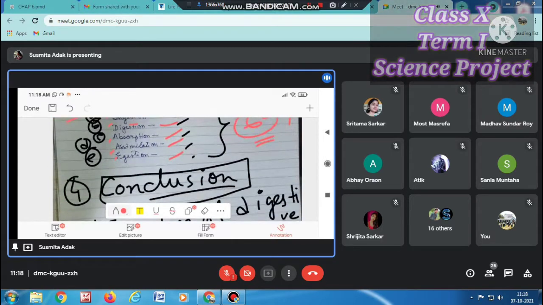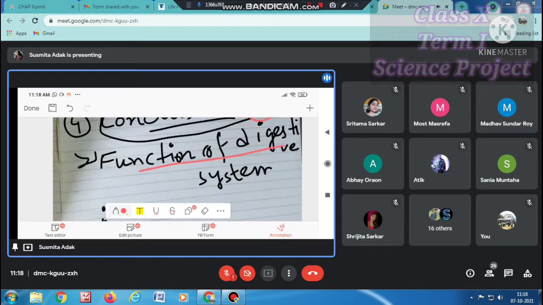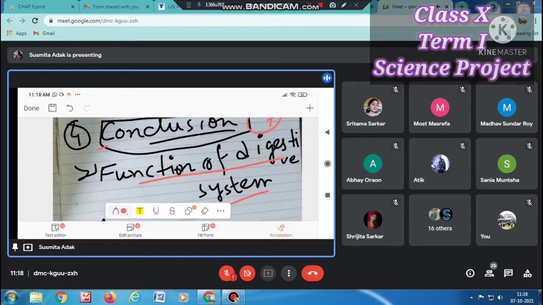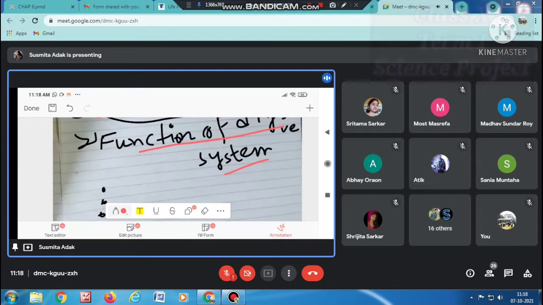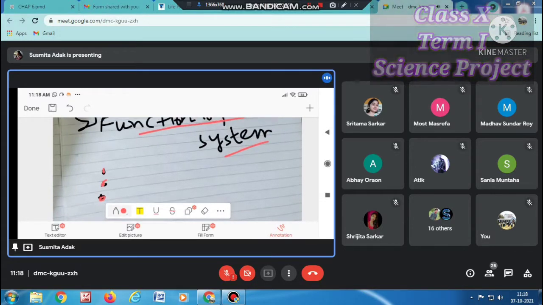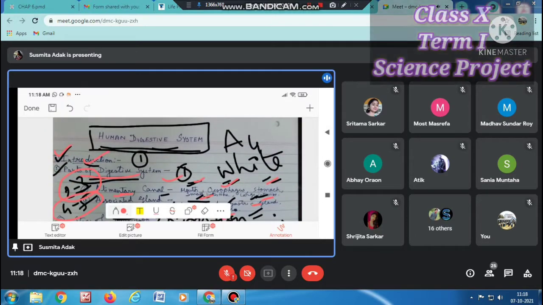After that, on page number 7 you will write the function of digestive system. You can give the heading conclusion, or if you don't want, then don't write, just write the function of digestive system and give bullet or numbering for the functions. And now the most important thing, the picture of human digestive system, where you will draw the full picture of human digestive system.